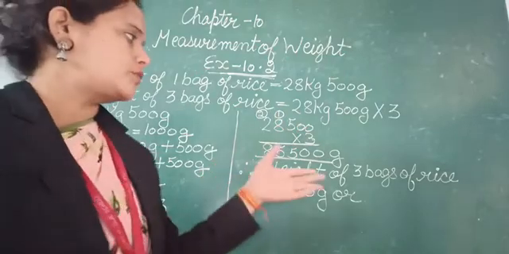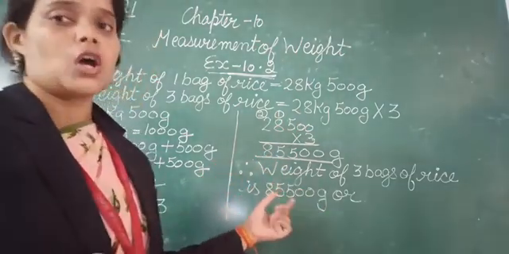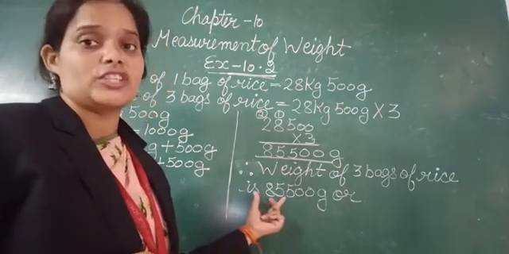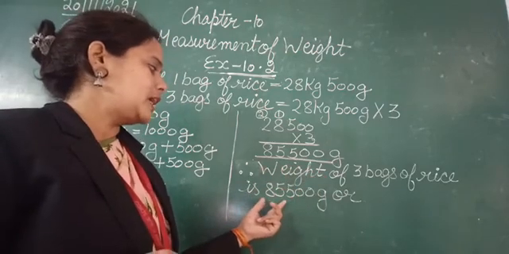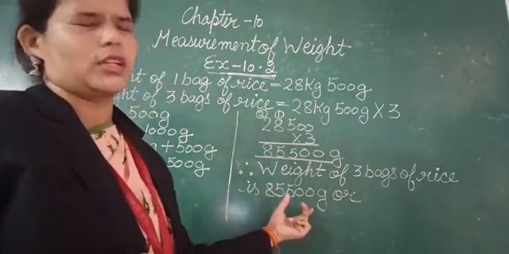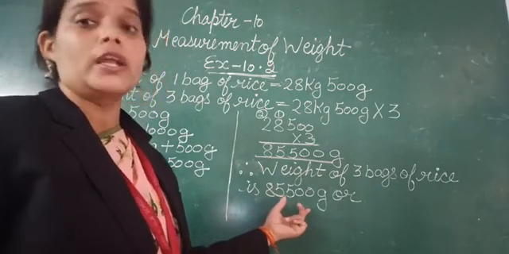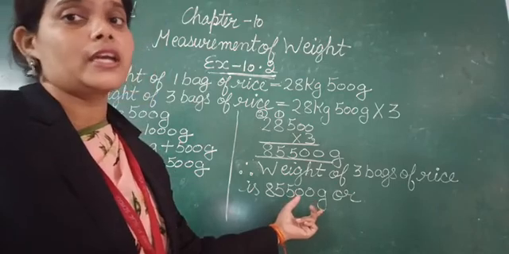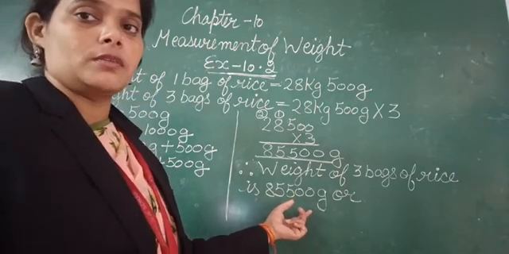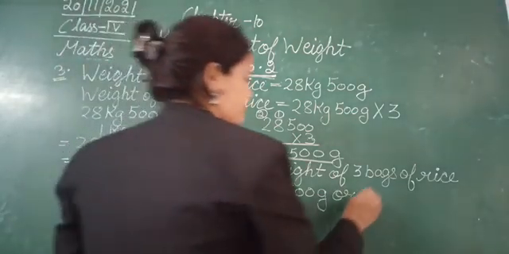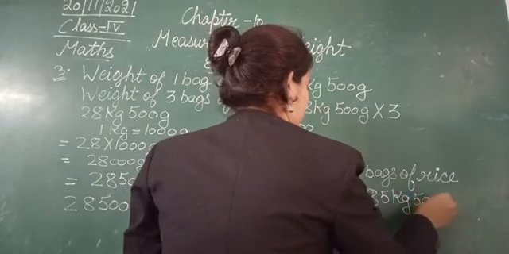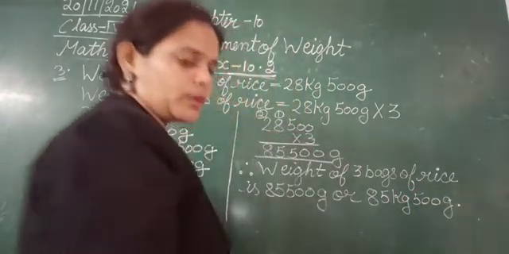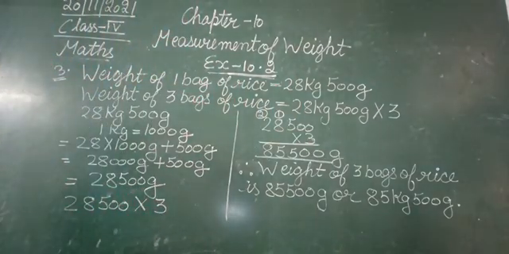Okay, therefore weight of 3 bags of rice is 85,500 gram, or the last 3 digits will be gram and the rest will be kg. So last 3 digits 500, so we can write, therefore weight of 3 bags of rice is 85,500 gram, or 85 kg 500 gram. Okay, so let's write it, or 85 kg 500 gram. Okay, because the question is given in kg and gram, so it's better that you give the answer after doing the conversion, और reconvert भी कर सकते हैं.